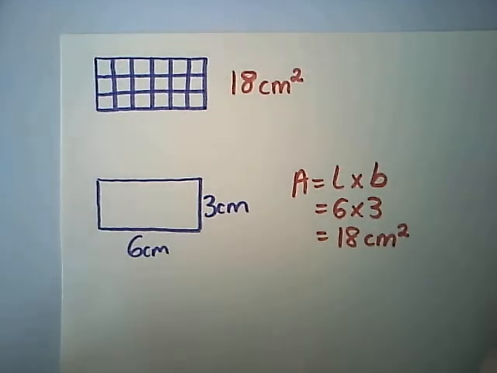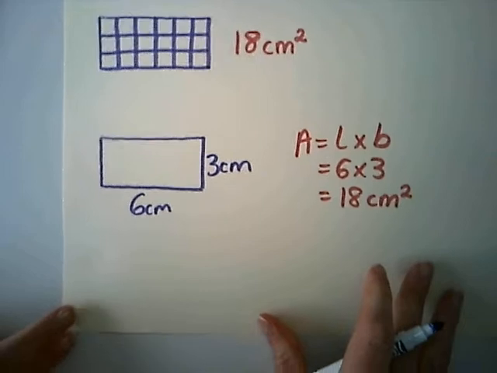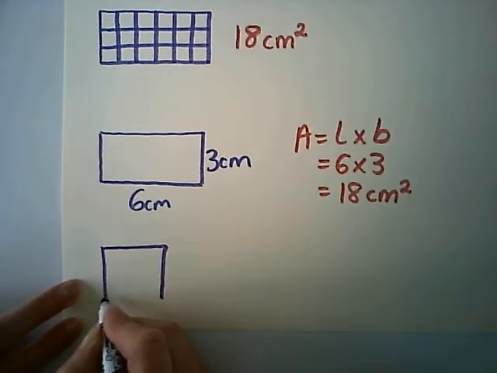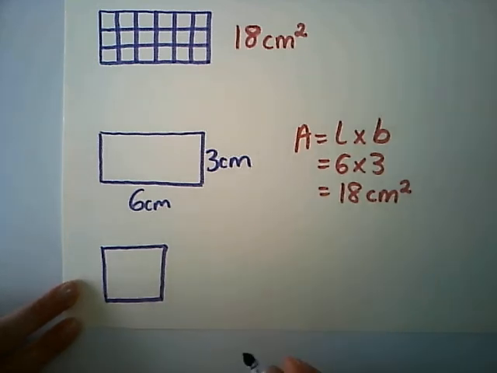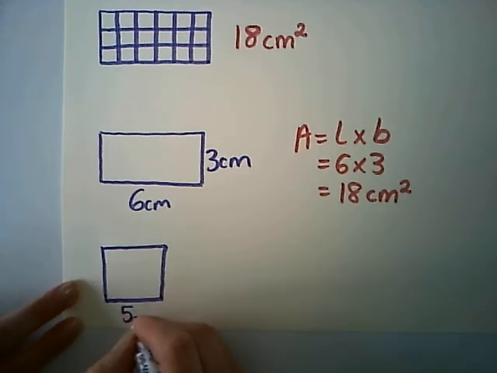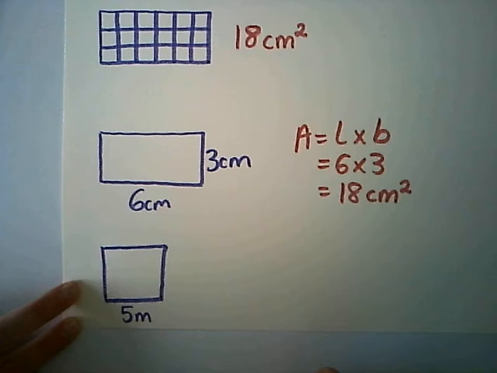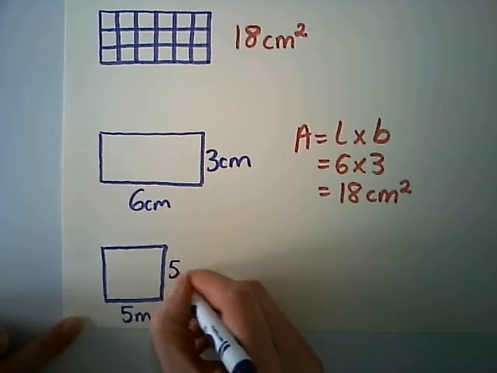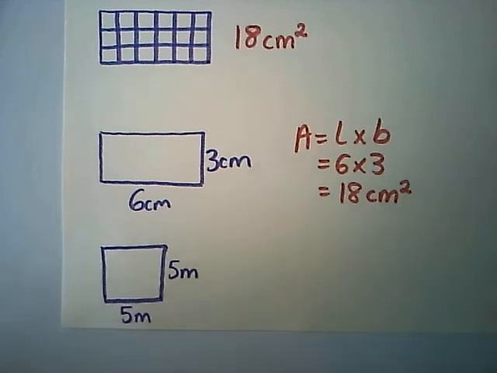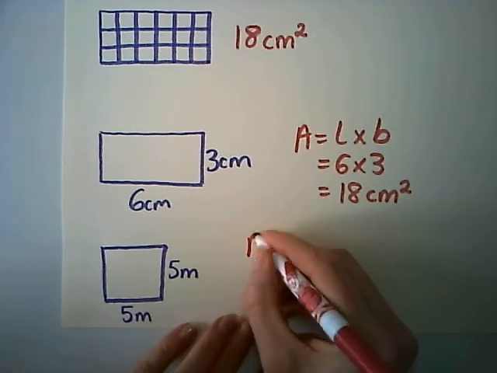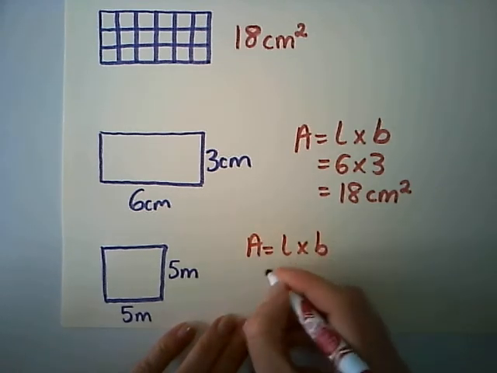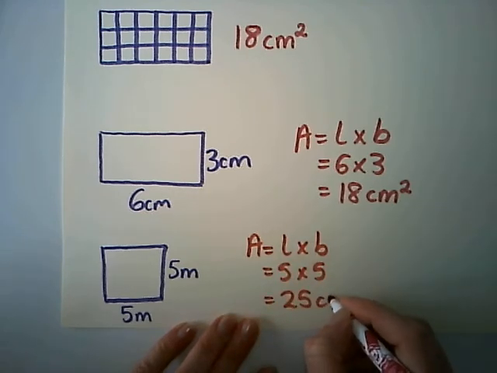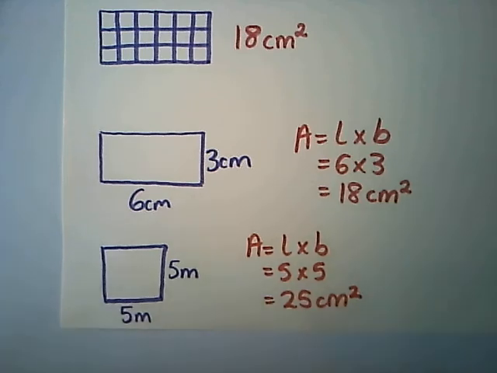If you're given a square, you have to remember that squares have the same length and breadth. So if I put a 5, we'll put meters on this one just to show you can get different units. If this length is 5 meters, the breadth will also be 5 meters. So how you would do it is you would say length times breadth, which is 5 times 5, which is 25 square centimeters. And that would be your answer.